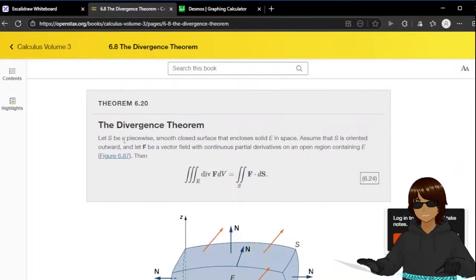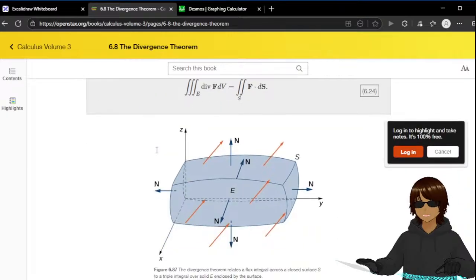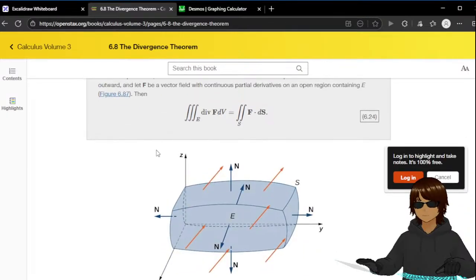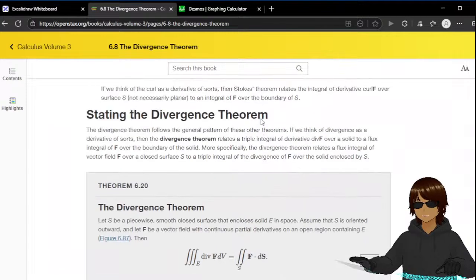Divergence theorem. Let S be a piecewise smooth closed surface that encloses solid E in space. Assume that S is oriented outward and let F be a vector field with continuous partial derivatives on an open region containing E. Then the triple integral over the region E of divergence F dV is equal to the double integral over S of F dot dS.